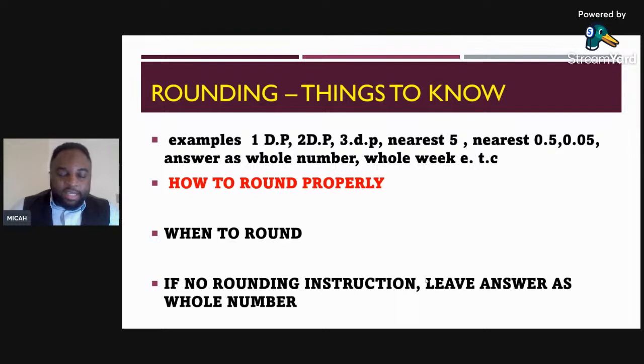Can anyone give me an example of when we need to round during the actual calculation? Because sometimes you do your rounding during the calculation itself, or sometimes you do your rounding at the end when you've found an answer, you can then do your rounding to the nearest 1 dp or 2 dp. So give me an example of when I need to round during the actual calculations. Someone give me an example.